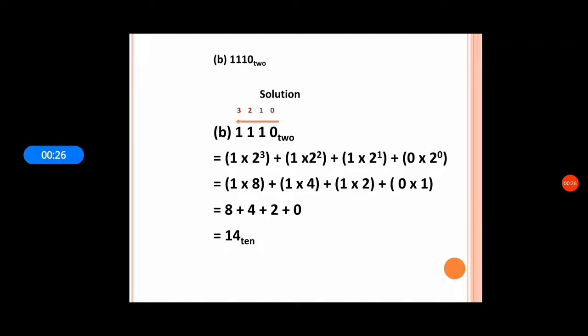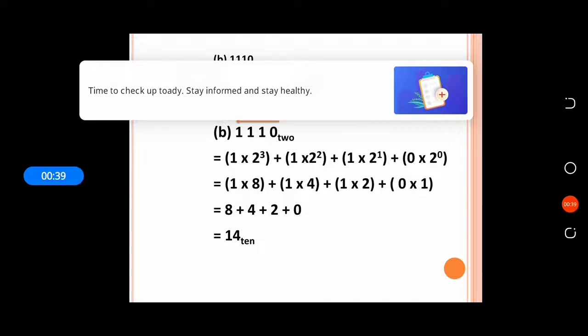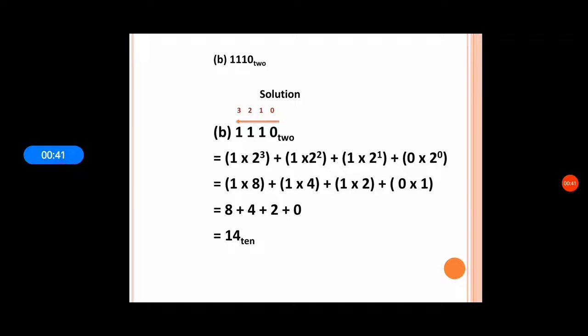Then we have 1 times 2 raised to the power 3 plus 1 times 2 raised to the power 2 plus 1 times 2 raised to the power 1 plus 0 times 2 raised to the power 0. So we have 2 raised to the power 3, that is 2 times 2 times 2, which is 8, plus 1 times 4 plus 1 times 2 plus 0 times 1. So we have 8 plus 4 plus 2 plus 0, which is 14 base 10.